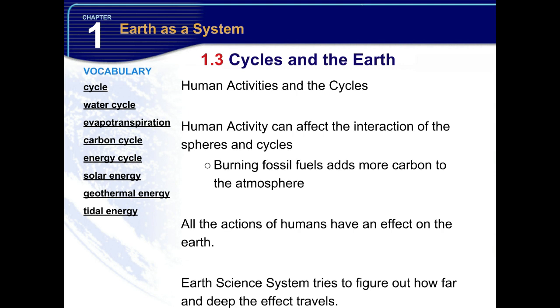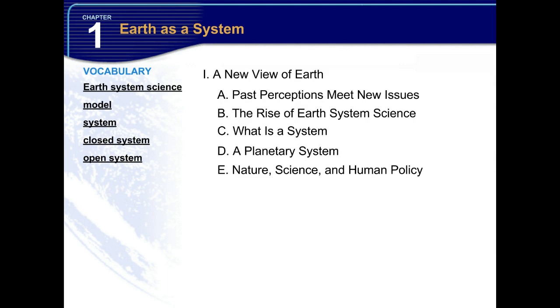Now, human activities and how they affect the cycles. They affect the interaction of the spheres and the cycles. Example, burning of fossil fuels. We talked about adding more carbon to the atmosphere. All the actions of humans have an effect on the Earth. Earth system science tries to figure out how far and deep those effects travel.